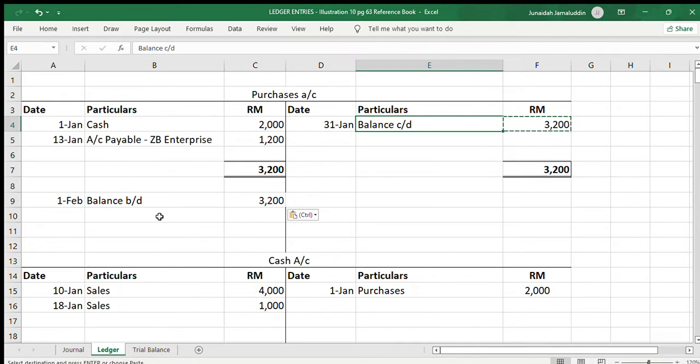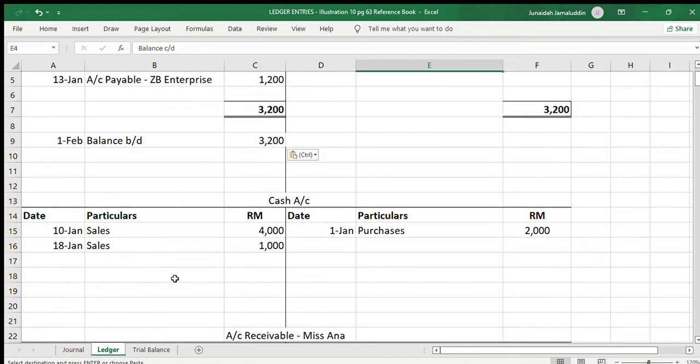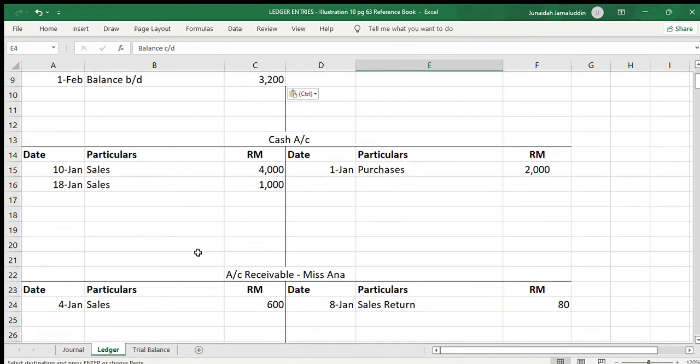Balance brought down. Okay, so begitu juga dengan cash account. Cash account kita tengok total di sebelah debit kan.